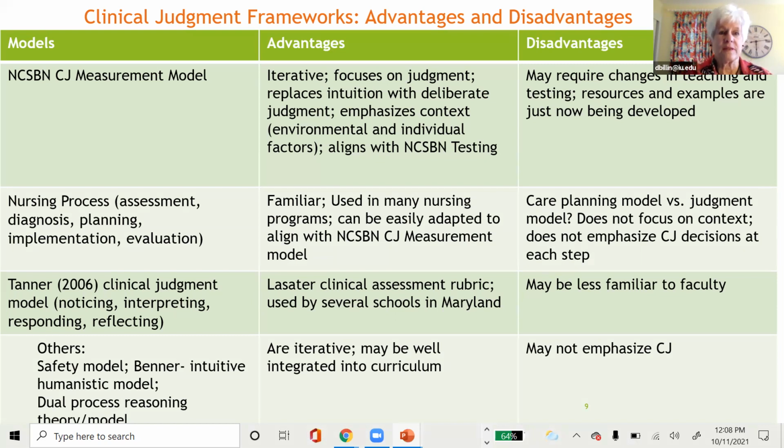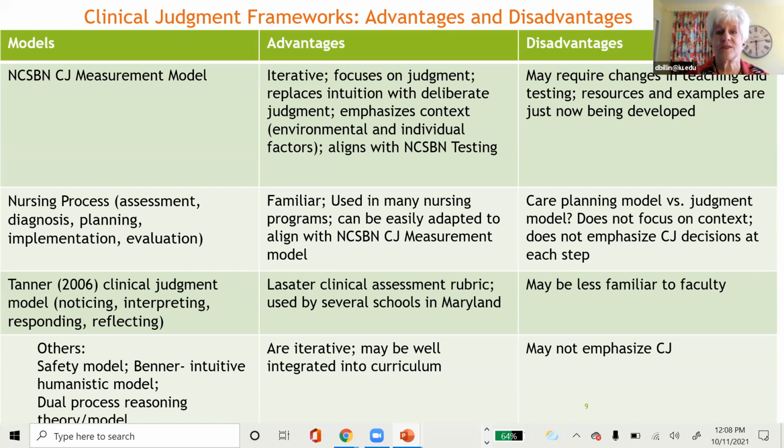So we'll start with the one that the National Council is using. They call it their clinical judgment measurement model. They changed that after they first came out, because they're wanting to emphasize the fact that they're using this framework to write their test questions. So right there, that's an advantage, because the students and you all have thought about using this model and how it's going to show up with test questions.